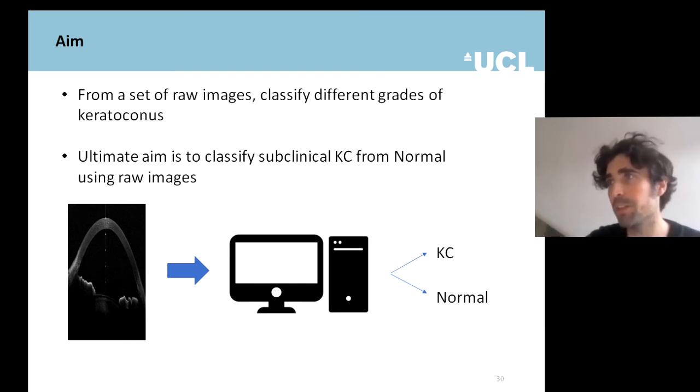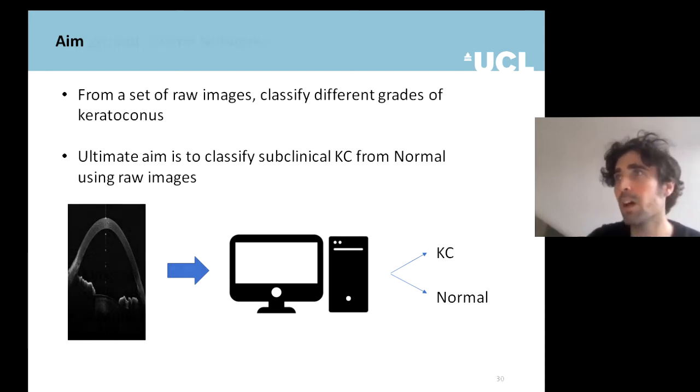And here's a simple diagram of the idea. You take a raw image of a cornea, you feed it into an algorithm on the computer, and you classify it as either keratoconus or normal, as a simple example. But ideally, I would like this to be subclinical keratoconus and normal, not just an advanced form, because an advanced form of keratoconus is relatively easy to detect already.